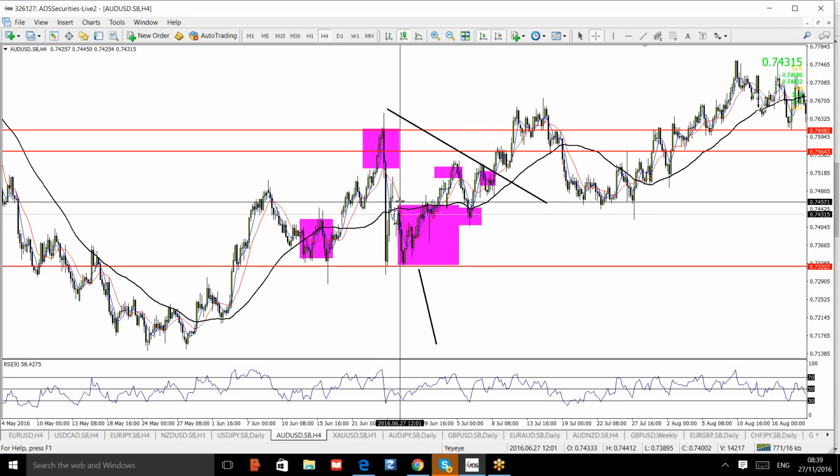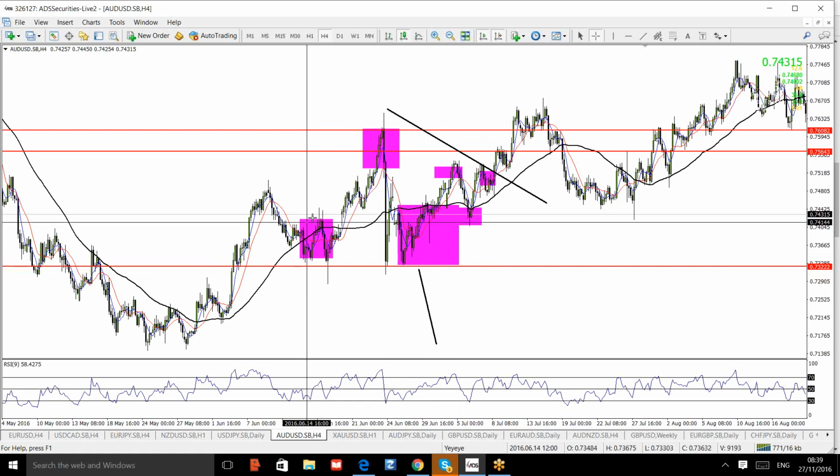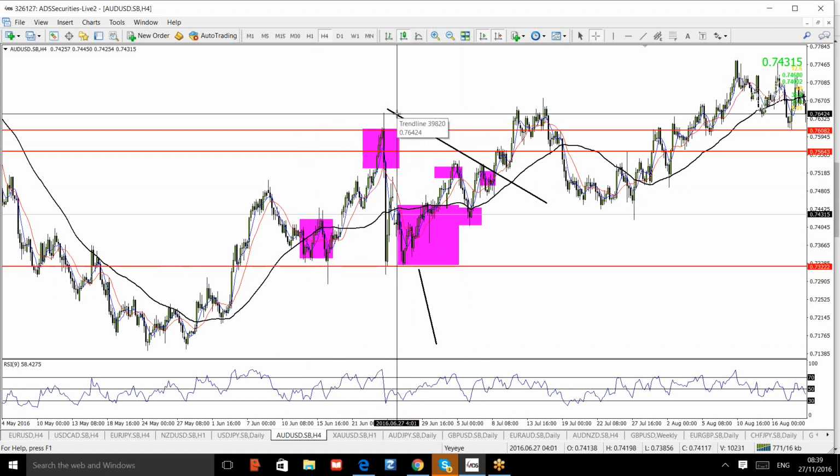And double bottoms here. See this. First bottom, second bottom, right? Take an entry. So the relationship between double bottoms, double tops and head and shoulders is always very important. Understand, everyone.